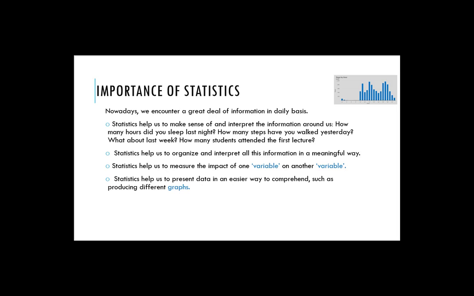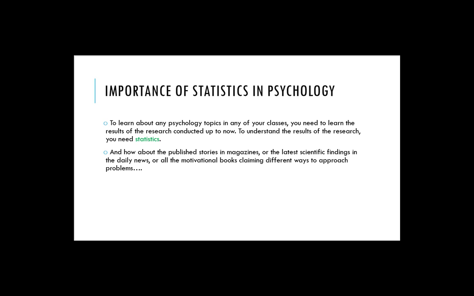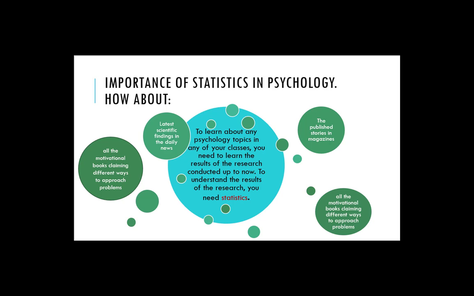Statistics helps us to measure the impact of one variable on another variable. For example, let's say the impact of outgoing personality on catching coronavirus. These are 2 variables. Statistics helps us to present data in an easier way to comprehend, such as producing different graphs.